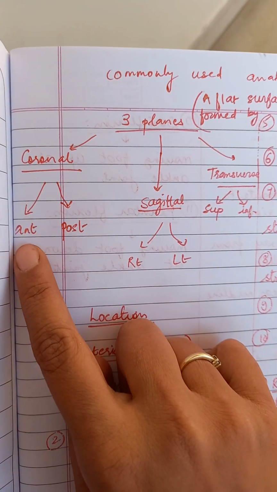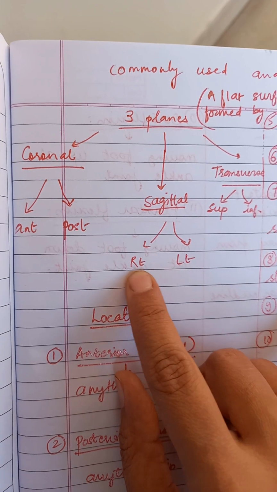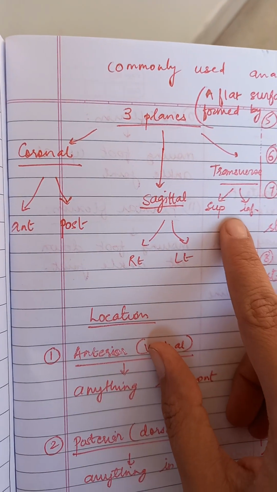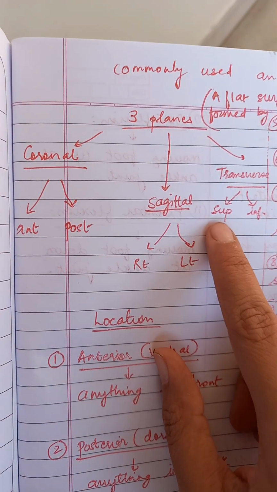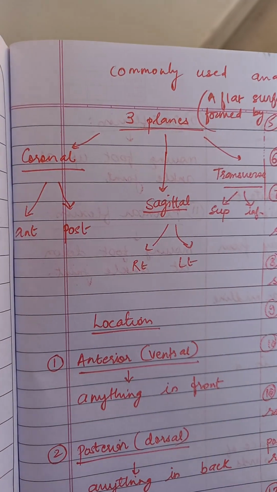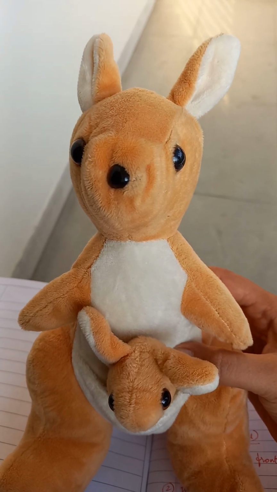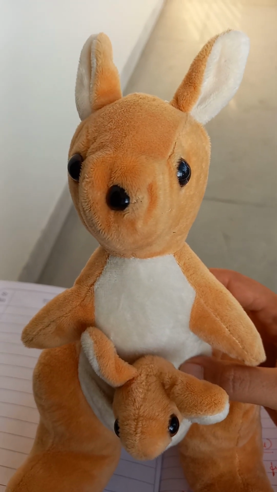Coronal plane divides the body into anterior and posterior parts. Sagittal plane divides the body into right and left parts, and the transverse plane divides the body into superior and inferior part. Here I am using my child's toy just to demonstrate what is a plane.